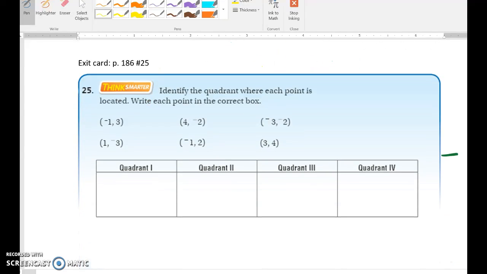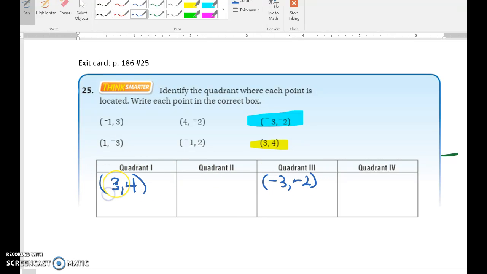Okay, so the exit card, we are going to do 2 things for the exit card, and you should definitely try to do these independently without listening to me if you can. Okay, what I would actually do is go through with my highlighter and highlight the ones that have similar signs. This one is 2 positives. This one's 2 negatives. I know that the one with 2 positives is going in quadrant 1. I know that the one with 2 negatives is going in quadrant 3, right? Because that's what the rule said above.